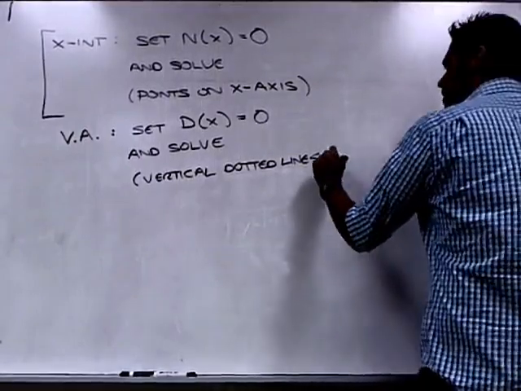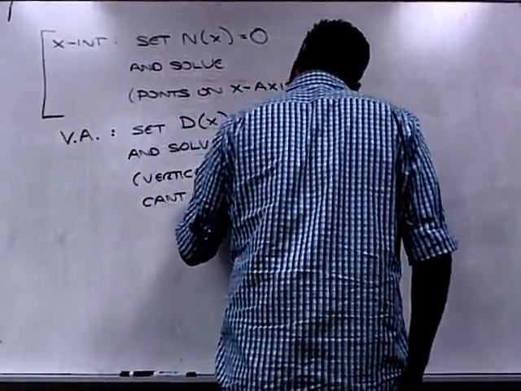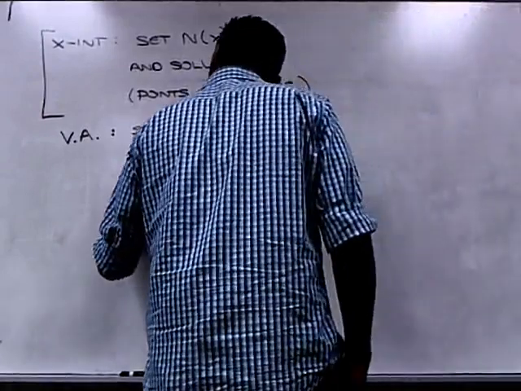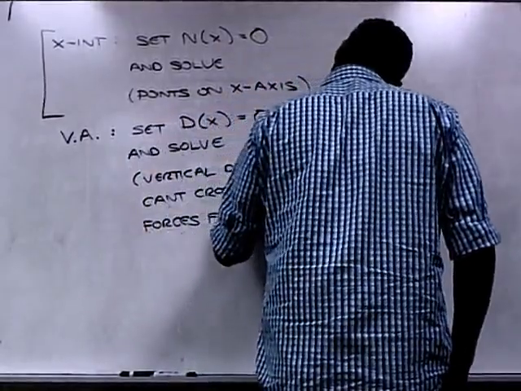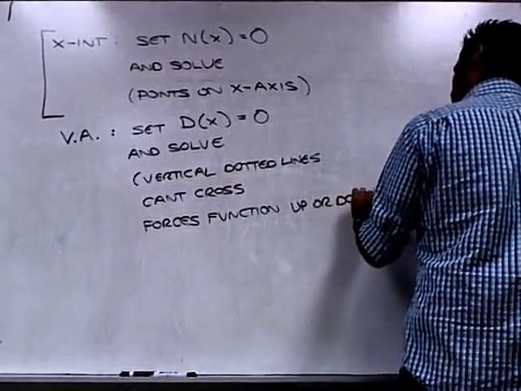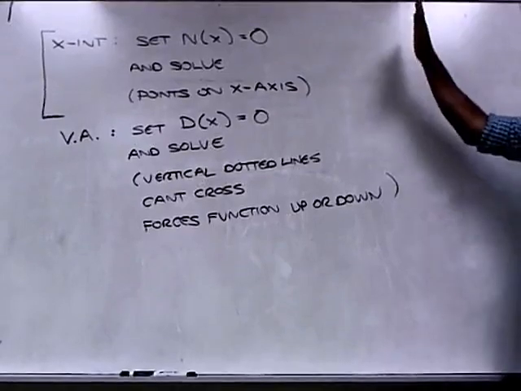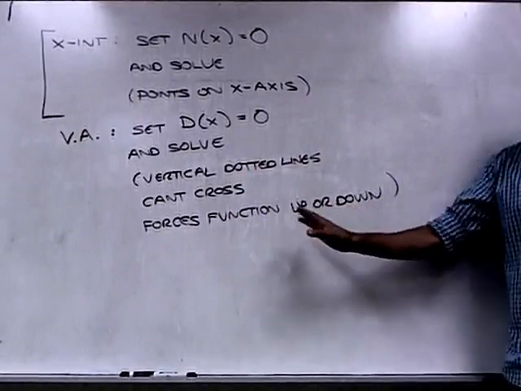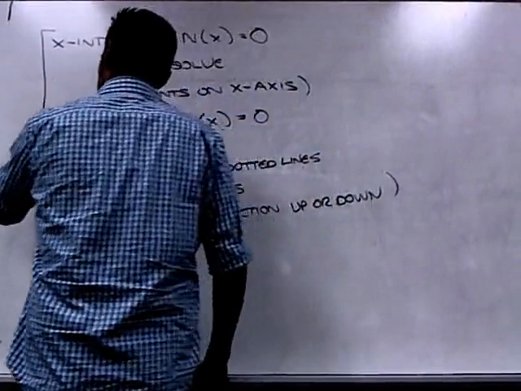So vertical dotted lines, and we can't cross these. You can never cross a vertical asymptote, and it forces the function up or down. Remember on that drawing that I just had, when we came in on one side, it went up, but when we came in the other side, it went down. So we'll have to figure out up or down. We'll have a way of doing that later. Okay, so that's what we'll do to get the vertical asymptotes.